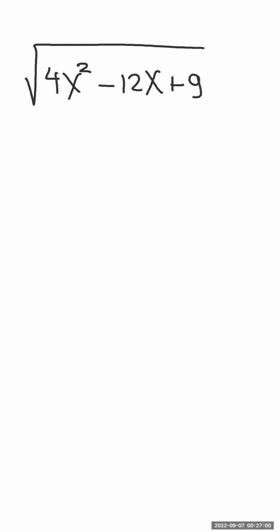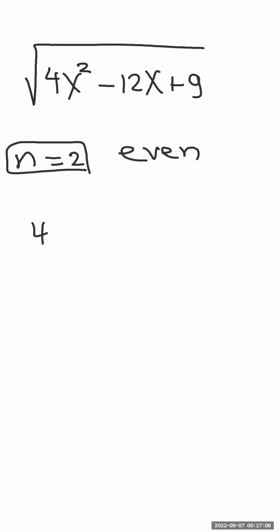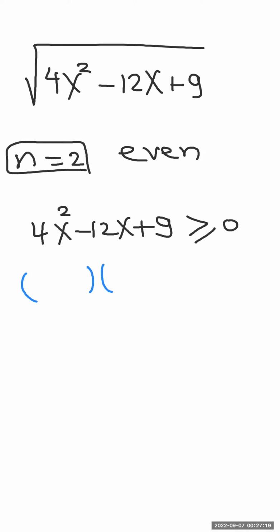If there is 4x squared minus 12x plus 9, and this is a square root. Now n here equals 2, so even, because it's a square root. So simply 4x squared minus 12x plus 9 is greater than or equal to 0. Now factorize this one: two brackets, 2x, 2x. Two numbers whose product is 9, 3 and 3, and then check the means and the extremes. The last term is positive, so the two terms will have the same sign as the middle.